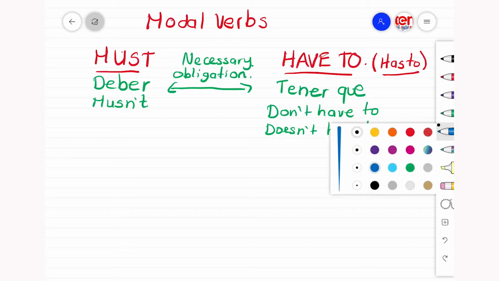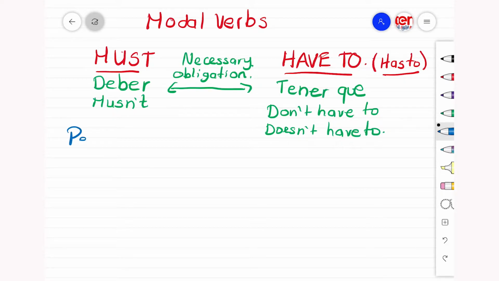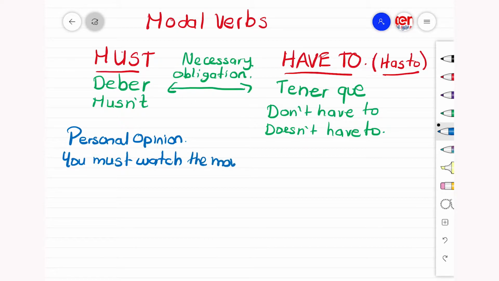Let's see some examples about must, in the different contexts we can use it. One use of must is to express a personal opinion. You must watch that movie. In this case, it is debes ver la película. So, in my opinion, you need to do this. You must watch the movie.